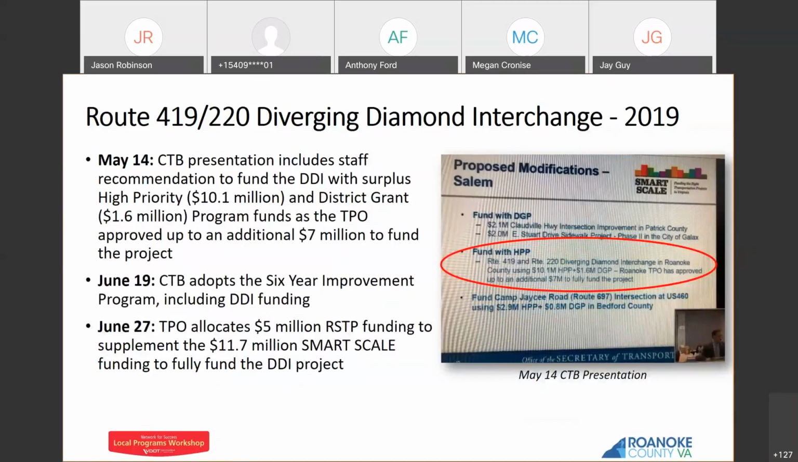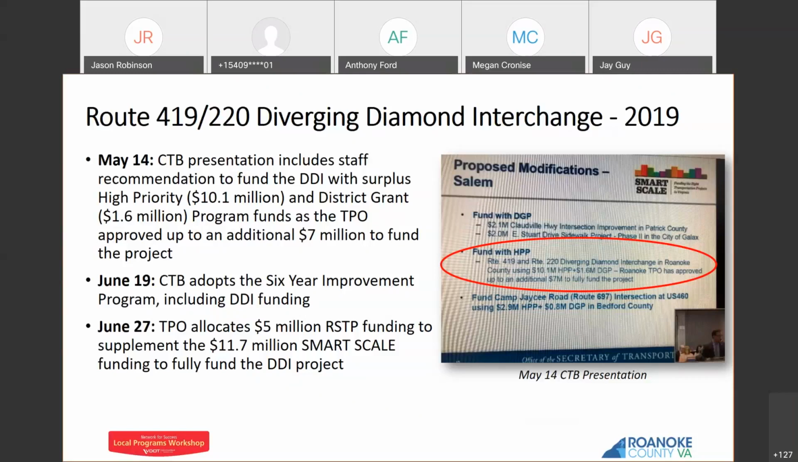So a week later, the CTB presentation included a staff recommendation to fund the DDI with surplus high priority and district grant funds, as the TPO had approved up to an additional $7 million to fund the project. The image at right is a terrible screenshot that I took with my cell phone as I was watching the presentation, that I sent to our transportation team, who were in the middle of a board meeting, because I was so excited that we were actually going to be able to fund the project.